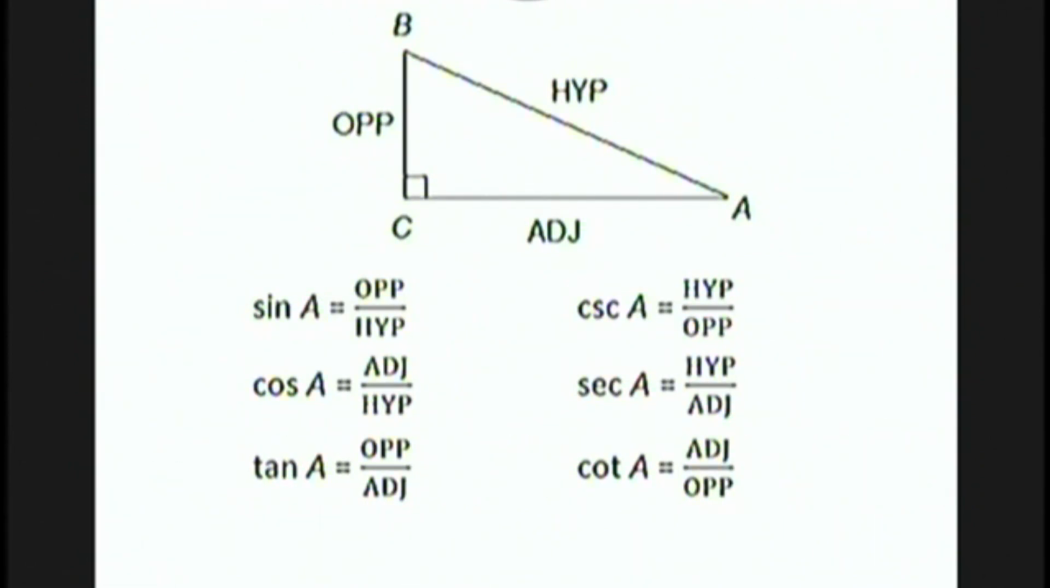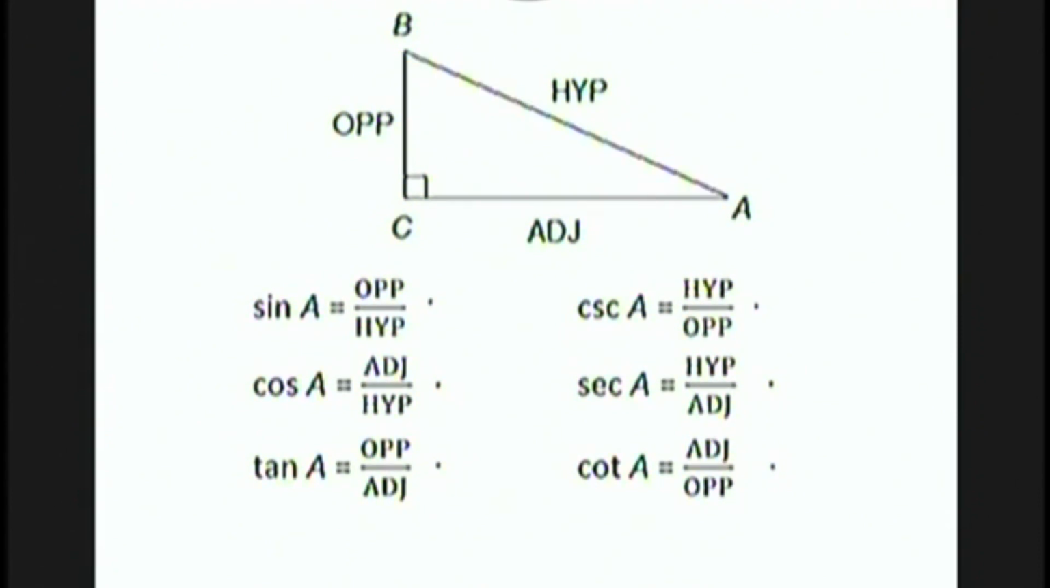More advanced students might also want to remember the reciprocal functions. Cosecant is the reciprocal of sine, secant is the reciprocal of cosine, and cotangent is the reciprocal of tangent. So notice that since sine A is opposite over hypotenuse, cosecant A is hypotenuse over opposite. Cosine of A is adjacent over hypotenuse, so secant A is hypotenuse over adjacent. And tan A is opposite over adjacent, so cotan A is adjacent over opposite.